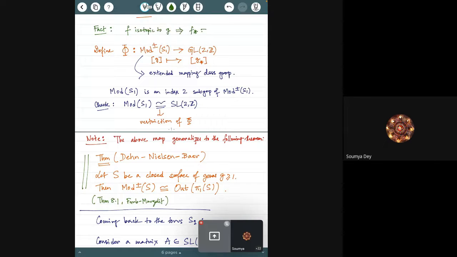So if this is true, this is just g star, right? So the class of g goes to g star, and then it's a well defined map. Okay, so this map is well defined now.